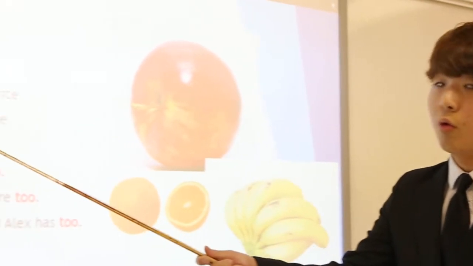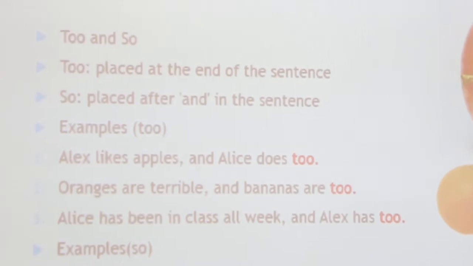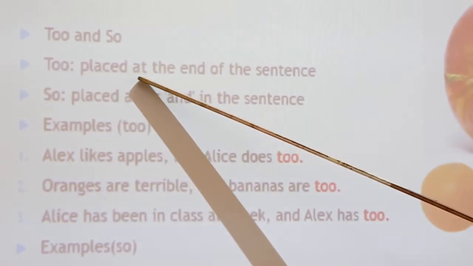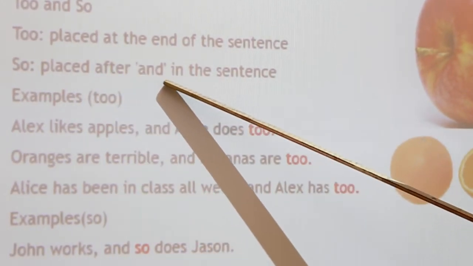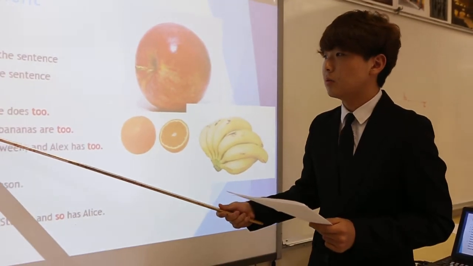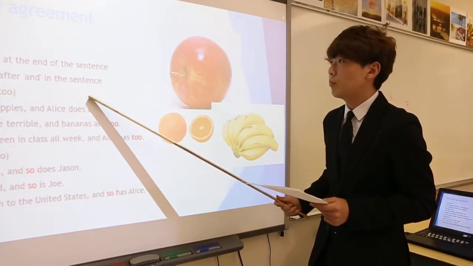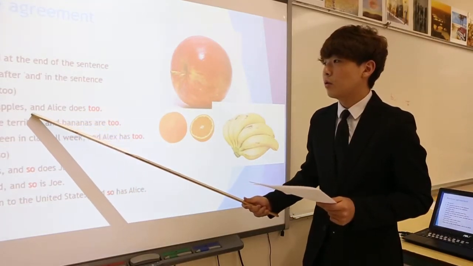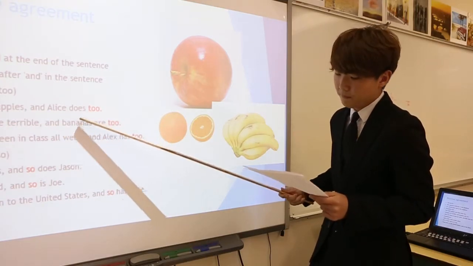Too and so are used for positive agreement in positive sentences. Briefly, too is placed at the end of the sentence. On the other hand, so is placed after and in the sentence. For example, in the sentence, Alex likes apples and Alice does too. In this sentence, I use too to make an agreement and use and to connect these sentences.